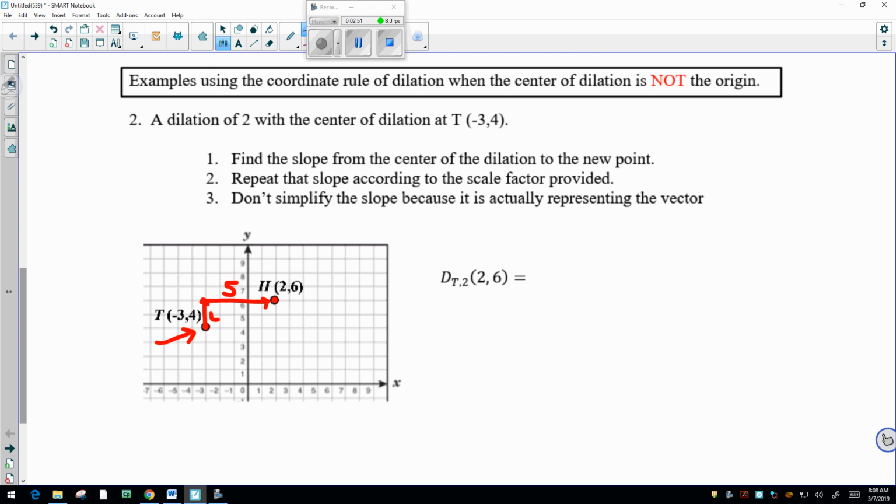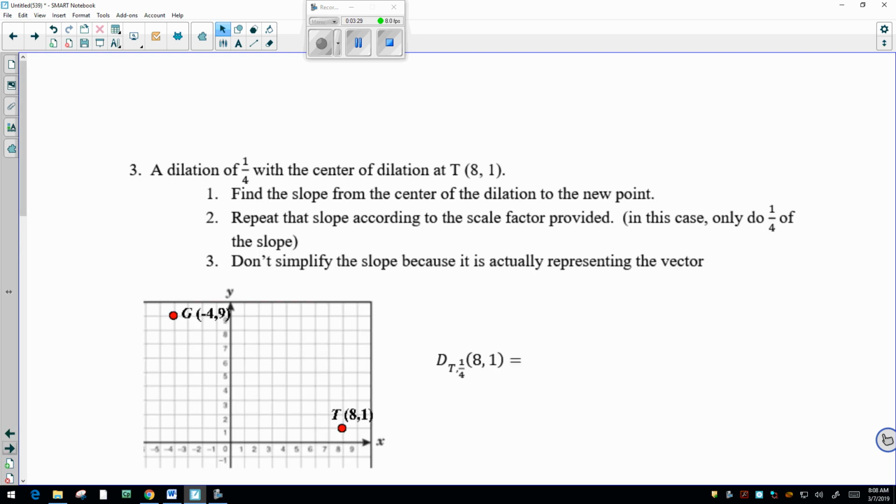First slope is the slope we count into the point, so that's already 1. Then I have to do it again. So I'm going to go up 2, and I'm going to go over 5. And that would bring me right to that point. So now this is H prime. And if I'm looking at H prime, that's going to turn out to be 7, 8. And the third piece of information, it says don't simplify the slope because it's actually representing the vector. So back when we did translations, we talked about vectors being that directed line segment has both direction and magnitude. So I don't want to reduce those.